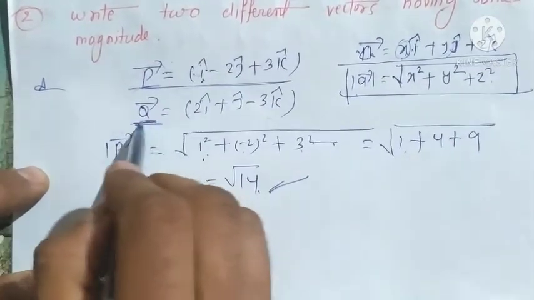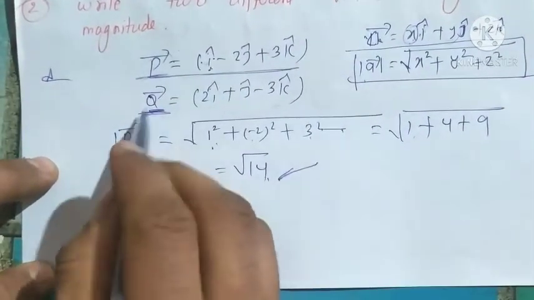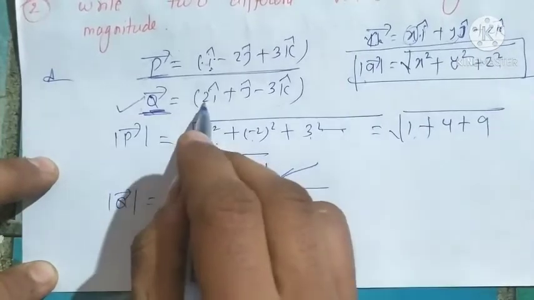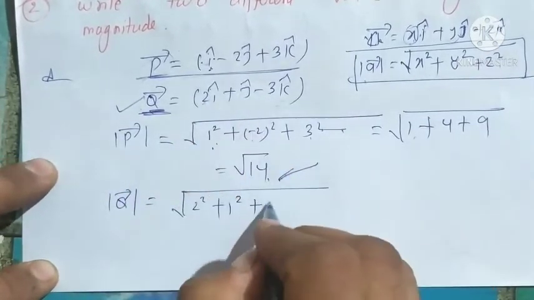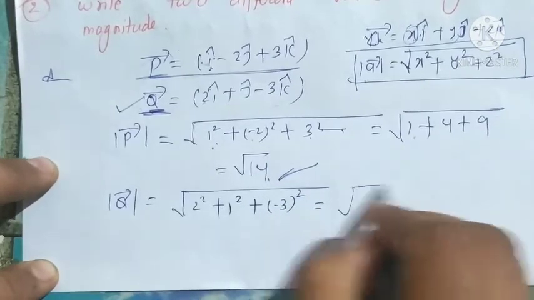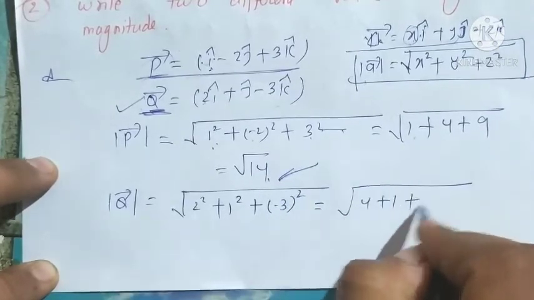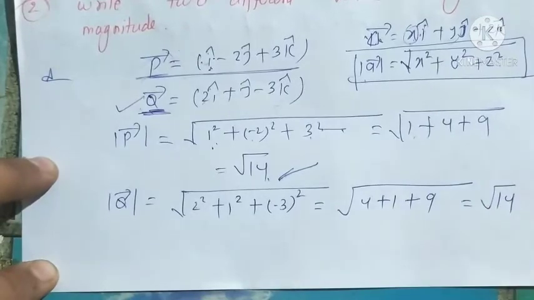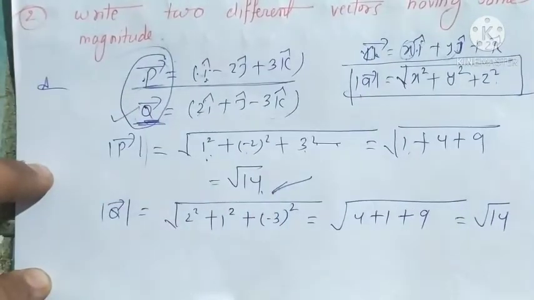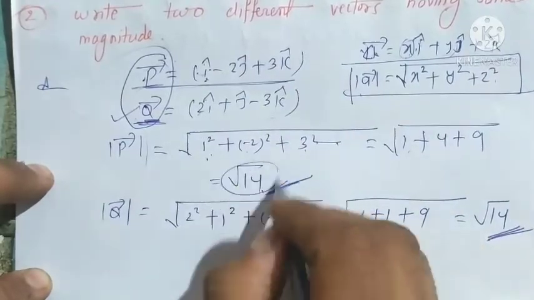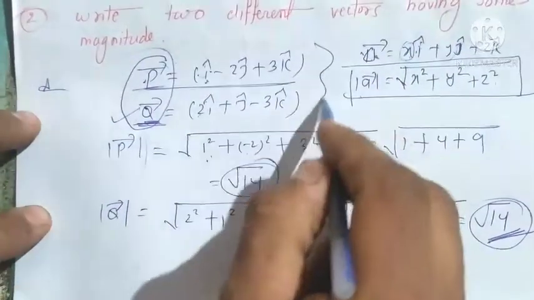Now the magnitude value of this second vector q: 2 square plus 1 square plus minus 3 square, 4 plus 1 plus 9, finally under root 14. So P and Q are two vectors whose magnitude values are the same, under root 14 and under root 14.